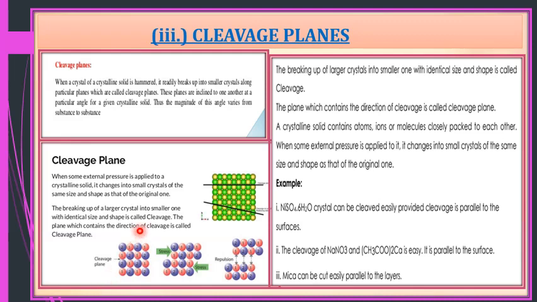A crystalline solid contains atoms, ions or molecules closely packed to each other. When some external pressure is applied to it, it breaks into small crystals of the same size and shape as that of the original one. Nickel sulfate with 6 molecules of water crystal can be cleaved easily, provided the cleavage is parallel to the surfaces. This is called cleavage planes.